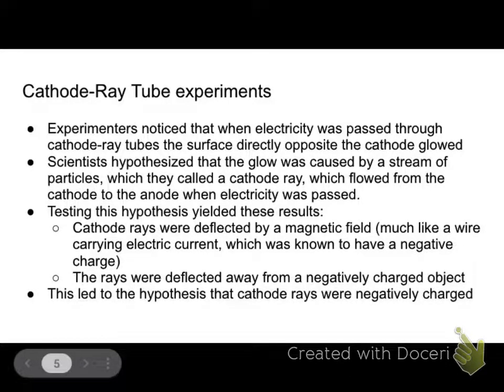So, they came up with this new hypothesis based on this. They said cathode rays must be negatively charged, because we know that negative objects repel negative objects. So if you passed a negative object by another negative object, it's going to be deflected. It's going to be moved away from it. So if they're deflected by a magnetic field, which would deflect a negative wire, they must be negative. And if they're deflected by a negatively charged object, that would support the hypothesis that they are negatively charged. Okay, so now they have this idea that cathode rays are negatively charged. Now we need to test that.